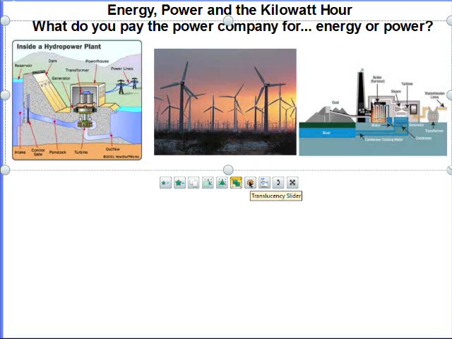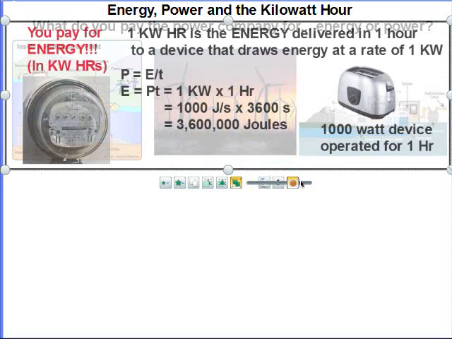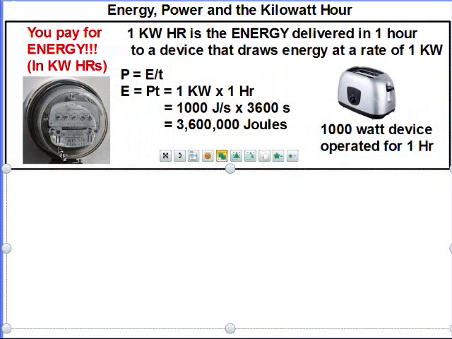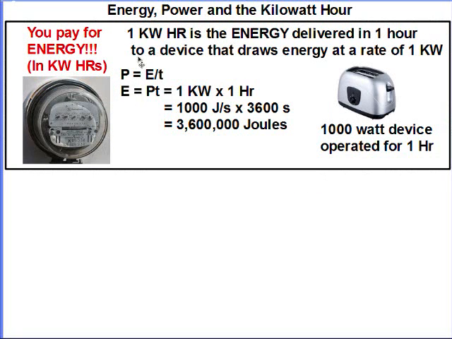And this is how that unit is actually defined. The kilowatt hour is the amount of energy delivered in a 1 hour time frame to a device that draws energy at a rate of 1 kilowatt.